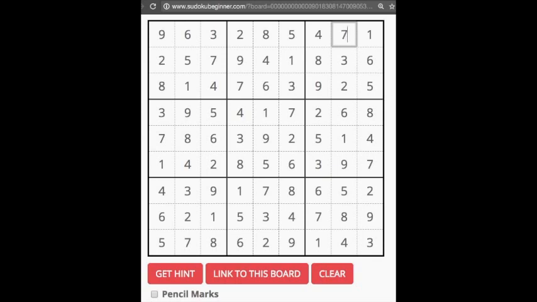Solved puzzle. So I guess I was wrong. We didn't end up having to use our pencil marks, but you can see that one required a little bit more logic than a normal easy puzzle. So there you go.